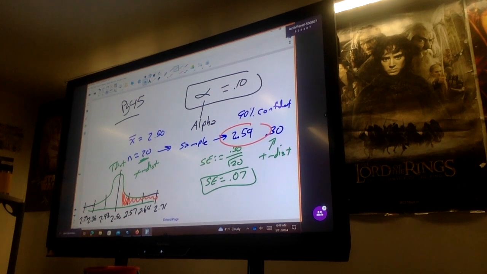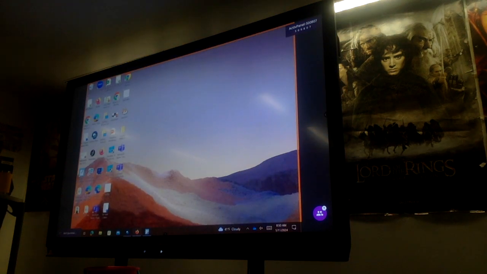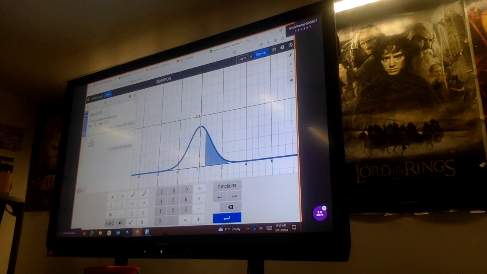Okay, so state our null and our alternative. Our null is that the mean price is equal to 2.50. Our alternative, because our sample's higher, we feel the mean is greater than 2.50. So if we go find this on our t-distribution, we had a sample of 20, so degrees of freedom would be 19.